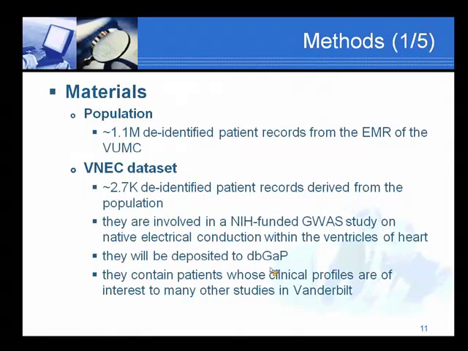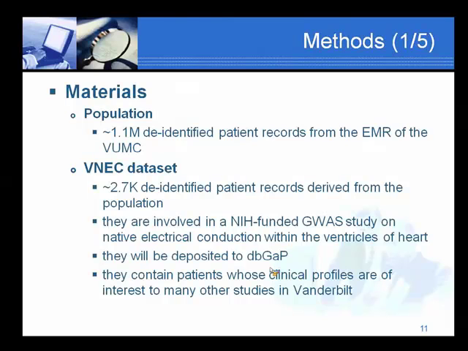So, to investigate whether the popular privacy-preserving approaches would work in our setting, we consider a population of more than 1 million de-identified patient records from Vanderbilt's EMR, and also a sample. This sample of data contains about 2.7 thousand de-identified patient records and is derived from the population we used. I would like to note that this is not just a random sample, because these records are involved in an NIH-funded GWAS study on native electrical conduction within the ventricles of the heart, and this data will be deposited to dbGaP.